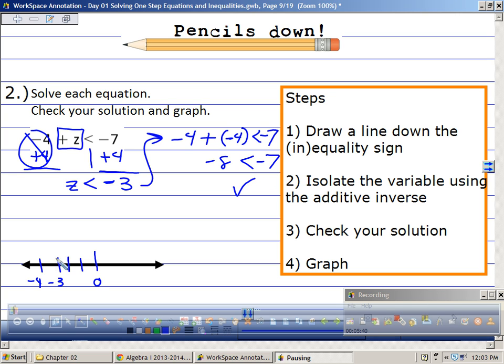I'm going to go ahead and use an open circle because I'm not including, right? So less than, an open circle, and I'm going to go in the negative direction. Okay? Does anybody have any questions? Does anybody have any questions on this right now?